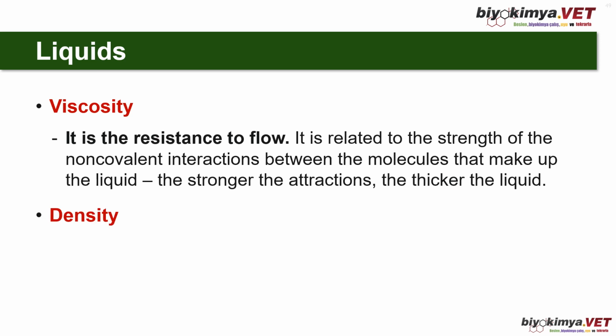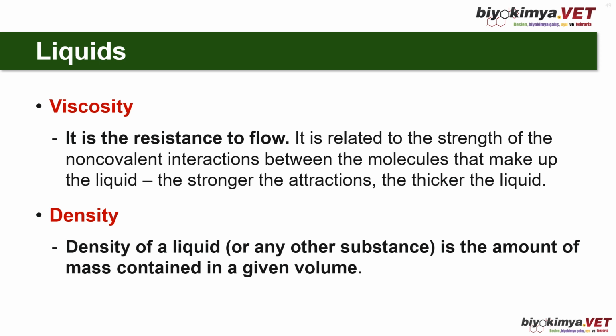And the second parameter is density. Density of a liquid or any other substance is the amount of mass contained in a given volume. And here's the equation that explains this definition. Density equals mass divided by volume. Density is the relationship between the mass and the volume. In addition to this, we mentioned vapor pressure, boiling, and freezing points of matters in the previous slides.